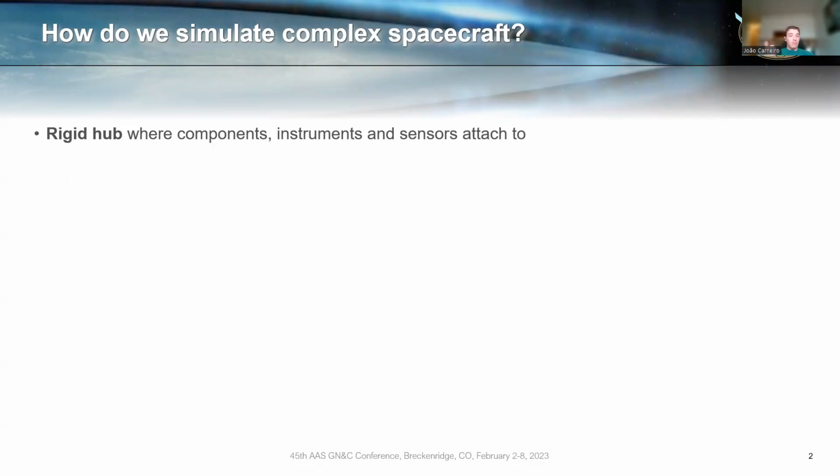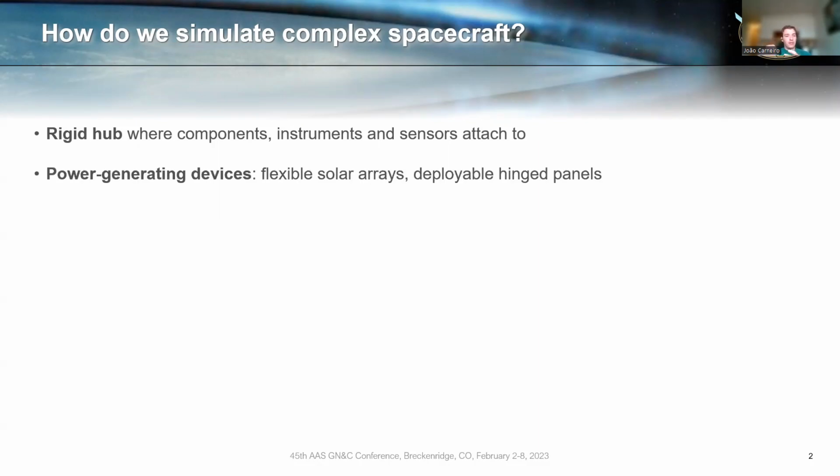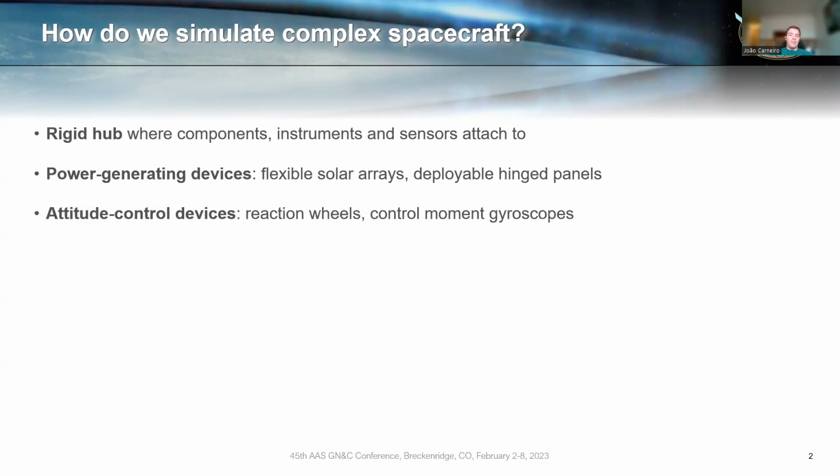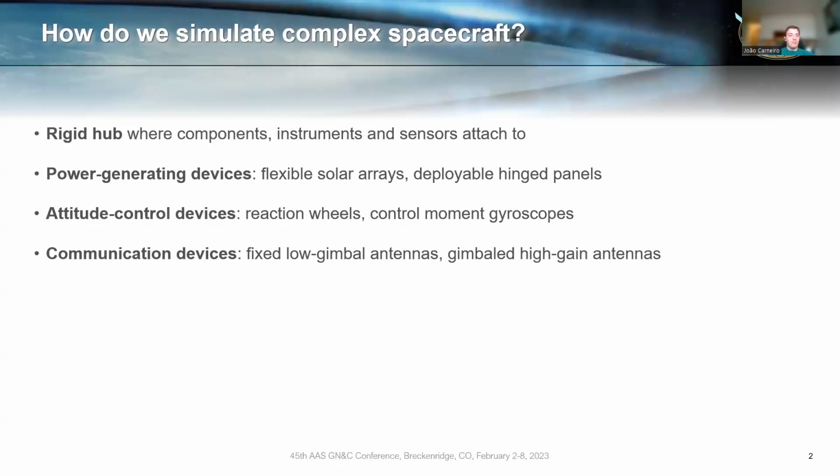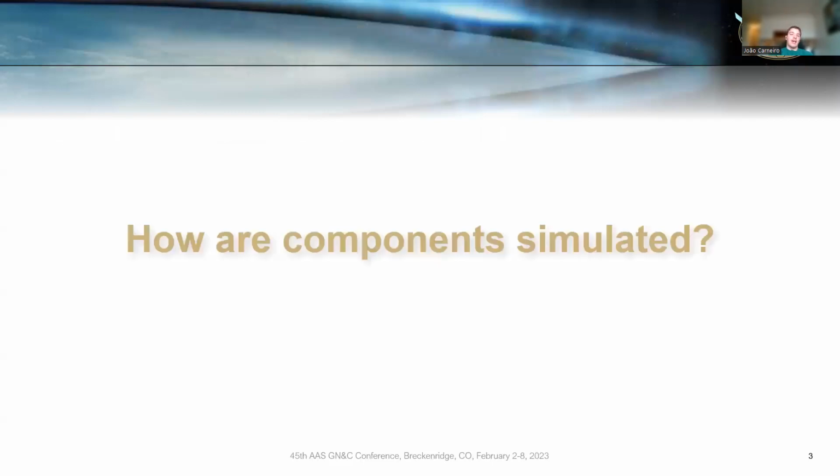Then you're probably going to need power. So we add power generating devices. Those could be flexible solar arrays or deployable hinged panels. You need to control the spacecraft as well, so let's add some attitude control devices. Usually they're reaction wheels, but they can also be CMGs or ACS thrusters. And finally, you might add communication devices so you can talk to the spacecraft. These can be fixed or gimbaled. And so really the question that we're answering is, how are these components simulated?